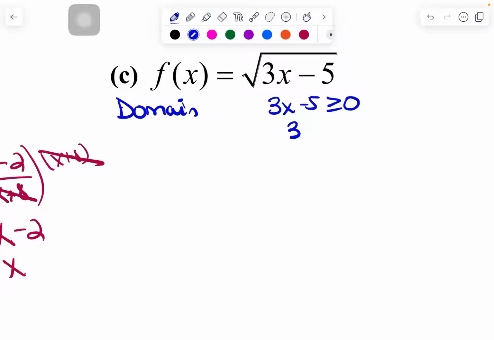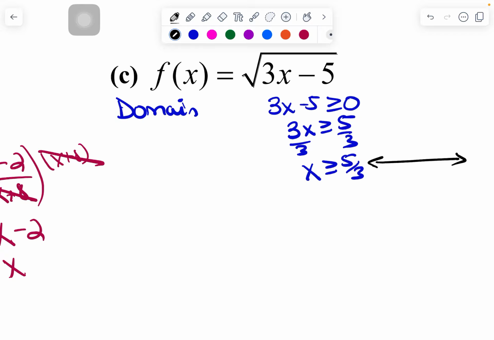So solving this, we've got 3x. I'm going to add 5 to both sides, and then divide by 3. So x is greater than or equal to 5/3. Visually, if you don't need this, you don't have to do this, but if it helps, it helps. I'm looking for values that are greater than 5/3. And at 5/3 itself, the equal to part means I'm going to use a bracket there. So my domain here is going to start from 5/3 and go to positive infinity.